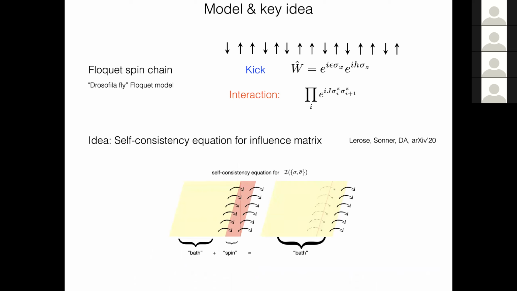Let me start with a Floquet model. This is sort of a Drosophila fly model of Floquet dynamics. It's a kicked Ising model, non-integrable. The kick would include rotation around the x-axis followed by rotation around the z-axis, and then there would be a z-z interaction.